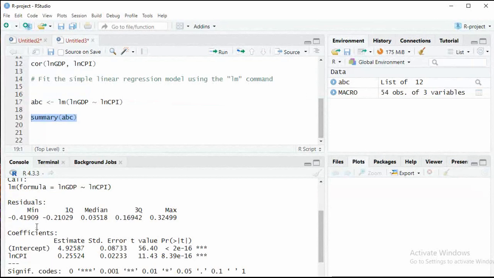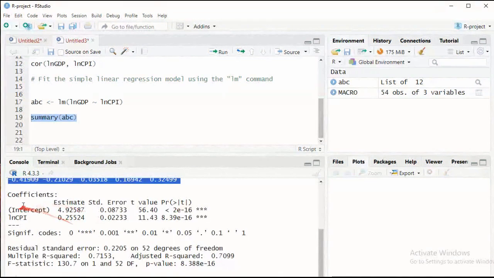The minimum value in the list of residuals is minus 0.41909. The first quartile is this one. The median is this one, third quartile, and the maximum value for the residual is 0.32499. And next, we can see the estimated results for the model parameters.